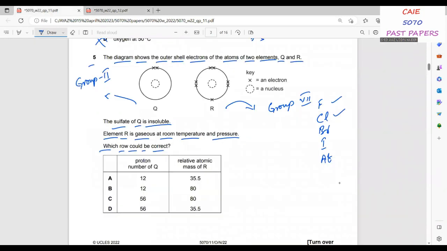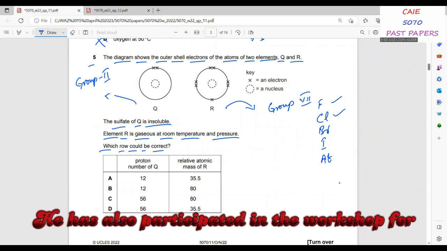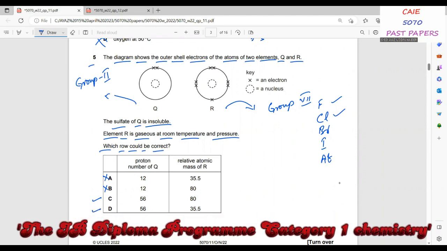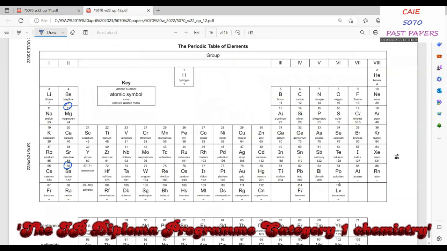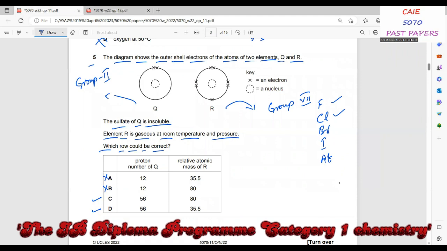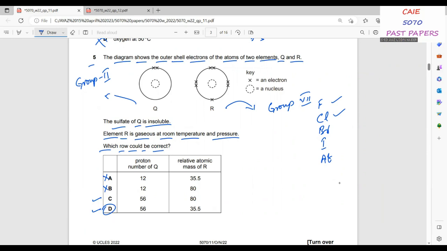Coming back to the question, the sulfate of Q is insoluble. It must be barium. The sulfate of barium is insoluble. Sulfate of magnesium is soluble. So A and B are incorrect. We have either C or D as correct. Now coming to the relative atomic mass of R, 80 and 35.5. Look at the periodic table. 35.5 is for chlorine and 80 is for bromine. So the answer must be chlorine. The reason is that chlorine exists in the gas state. So D is the right answer for this question.